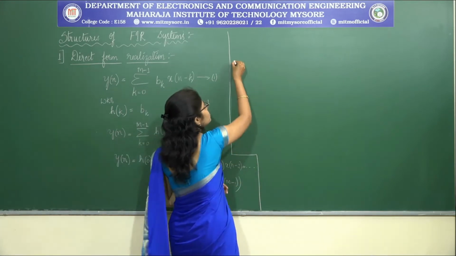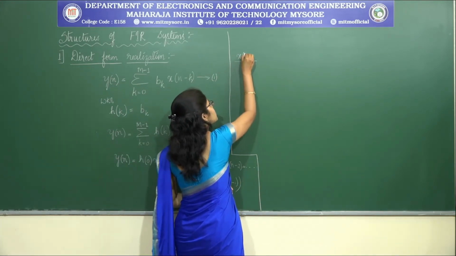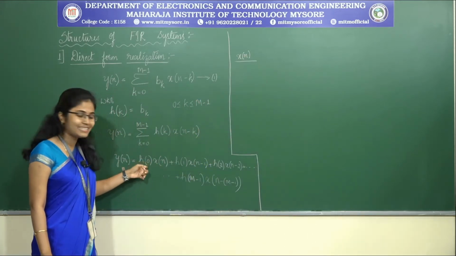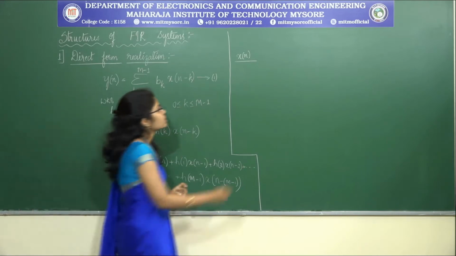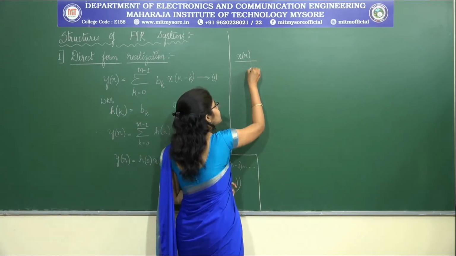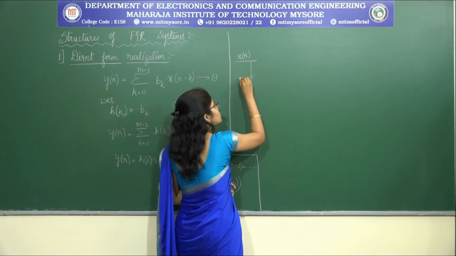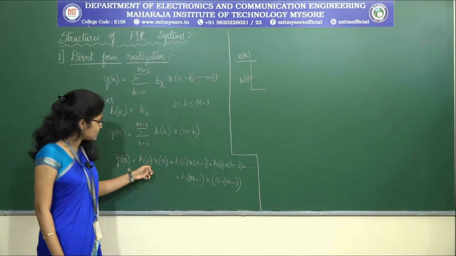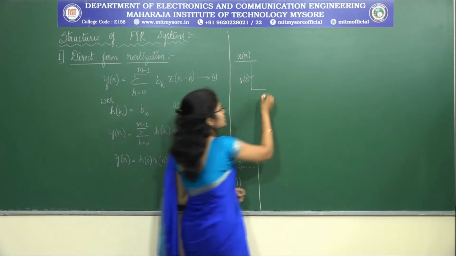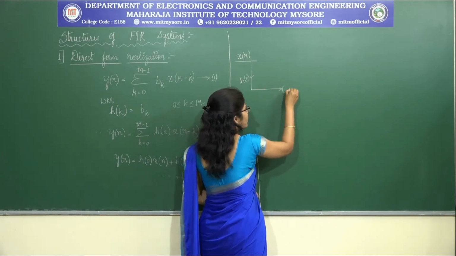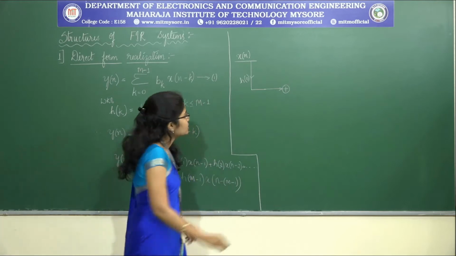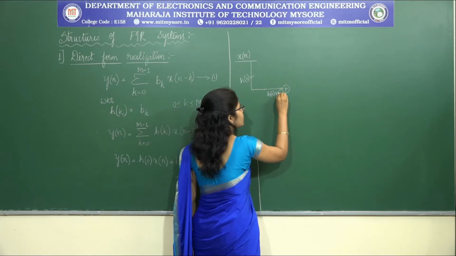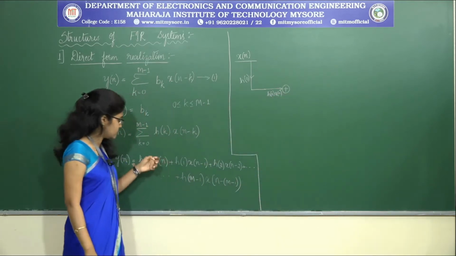The input is x of n. Okay. So x of n should be multiplied with h of 0, correct? So I will branch this, x of n should be multiplied with h of 0, then it has to be given to an adder. So let me connect this to an adder. Okay. What is the input here? Here it will be h of 0 into x of n. The first term is done.